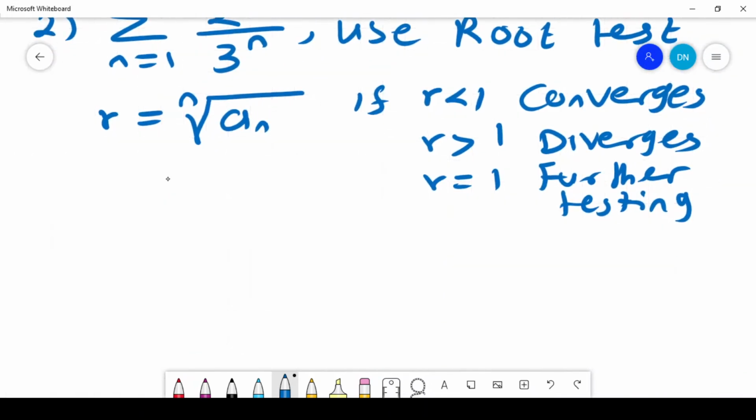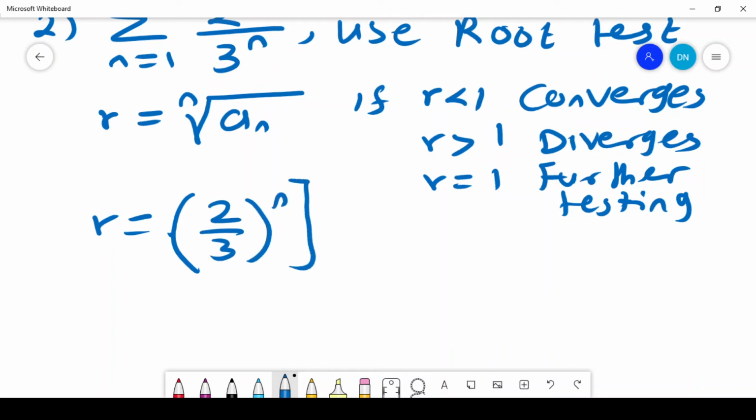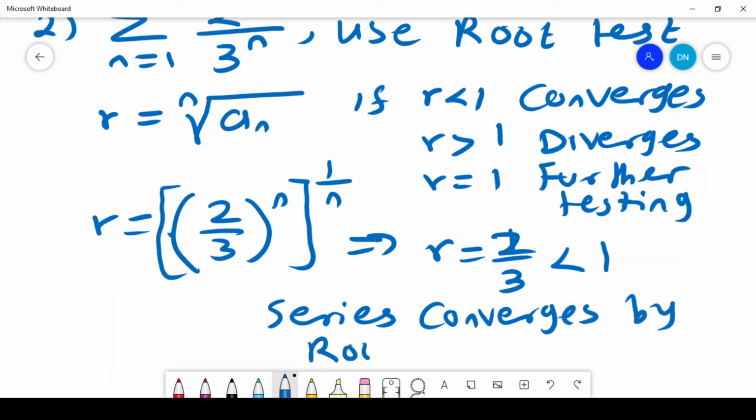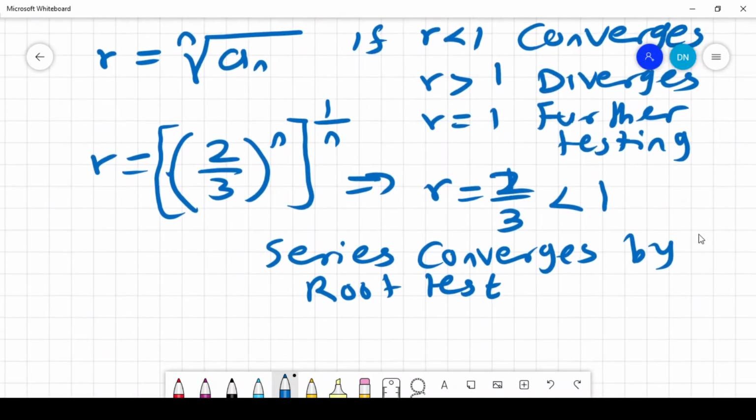R will be equal to the nth root of 2 over 3 raised to power n, and the nth root, which implies that R is equal to 2 over 3, which is less than 1. So the series converges by the root test. That's the other thing that we found. So with the second method, the root test, the series converges. We can look at another method, the third method.